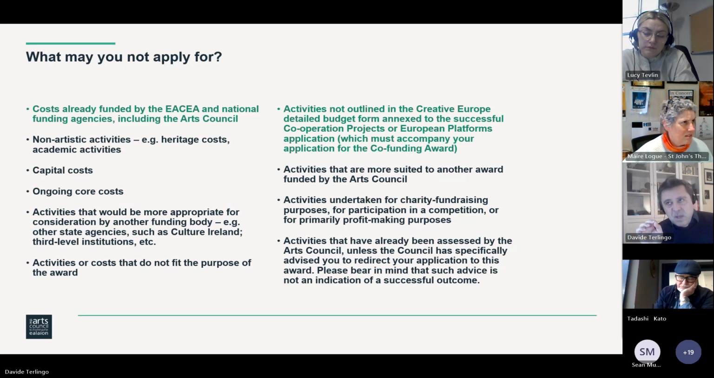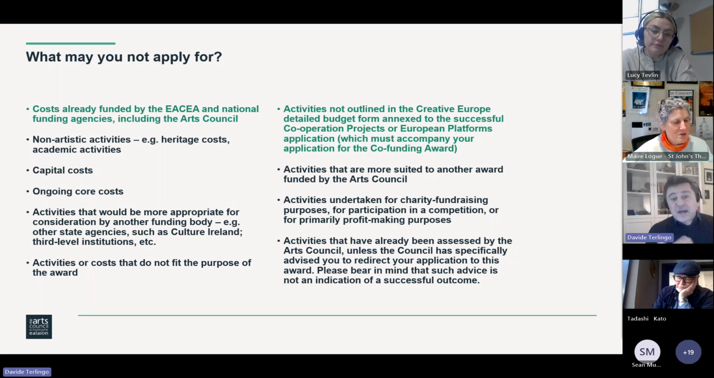There is sometimes confusion because organizations that apply under co-funding often receive other Arts Council funding from other sources, like strategic funding or arts grants funding. So it's very important that you make it clear in your application that you are not applying for activities that are already funded by the European Authority or by other funding agencies or other programs of the Arts Council. So make it very clear. And if there is some sort of overlap, make it very clear that this is captured in the budget you submit as part of this application.